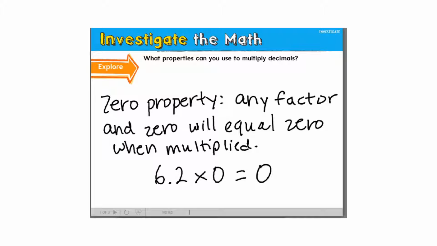So here was my example that I put in there. 6 and 2/10 times 0 equals 0. There's a good example. So anytime you have something multiplied by 0, it's going to give you 0 as your answer.